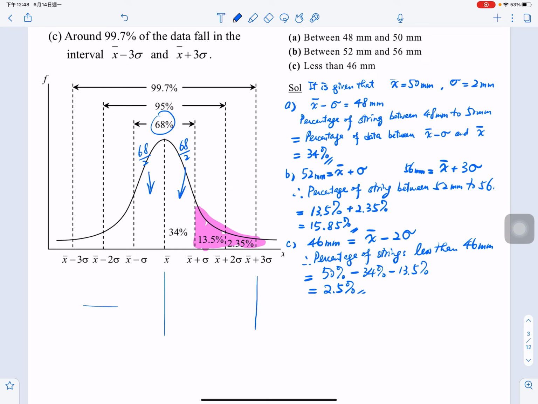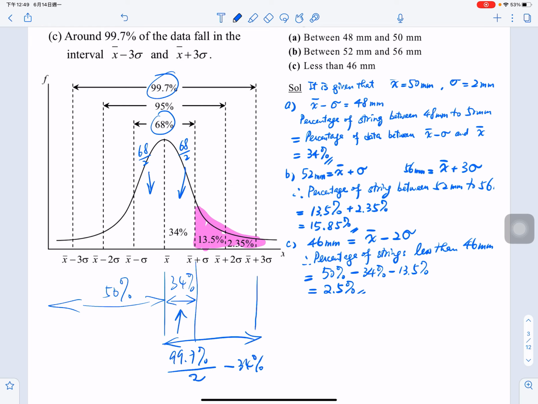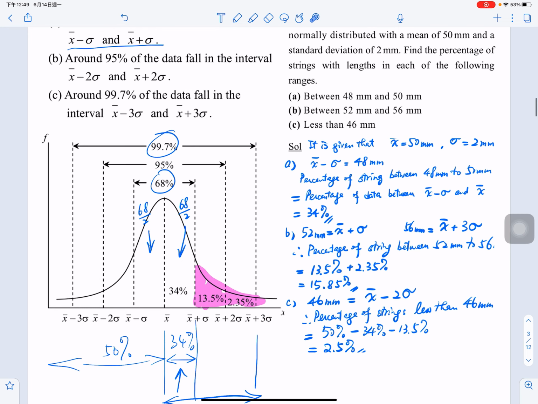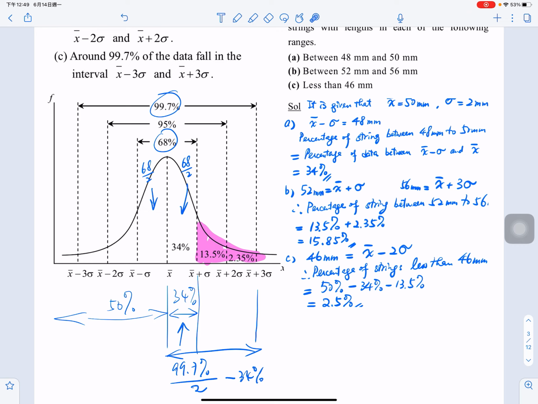Maybe you can think of it as, here is 50%, and then 34%. If you remember these two ranges, just add up 13.5 plus 2.35. However, if you forgot, then it's okay to think of it as 99.7% divided by 2 and then minus 34%. 99.7 divided by 2 means this range, and then minus 34%. You can also find it as 15.85%.